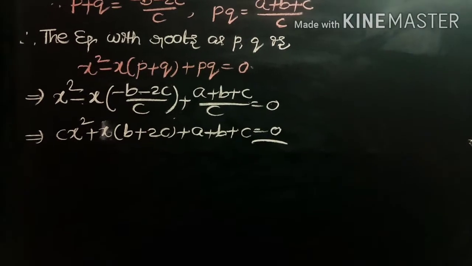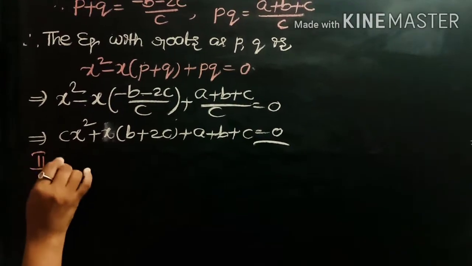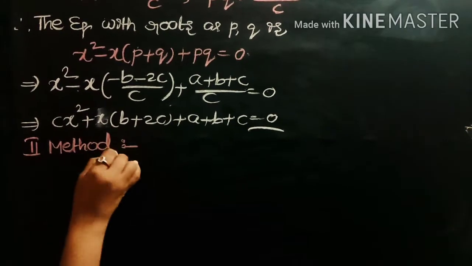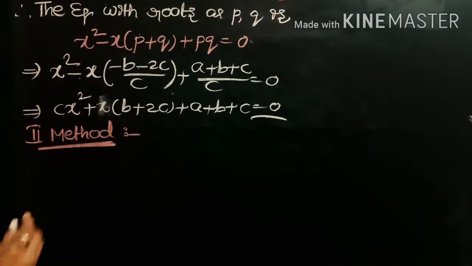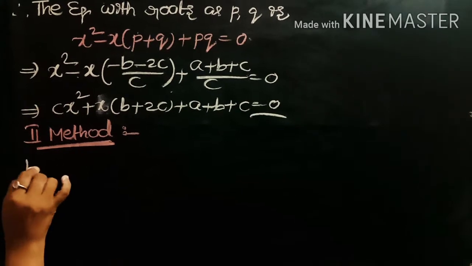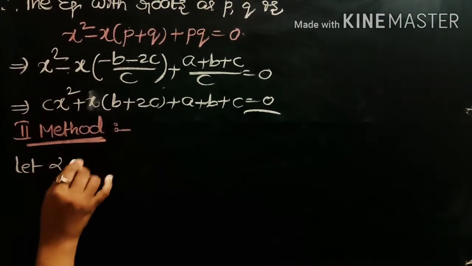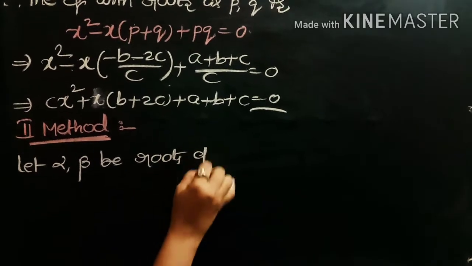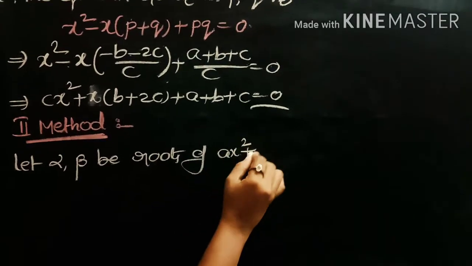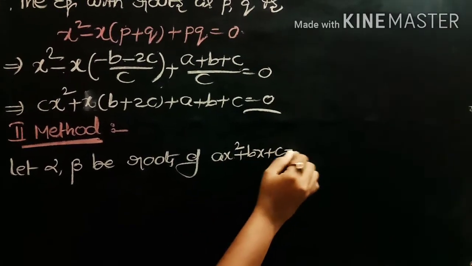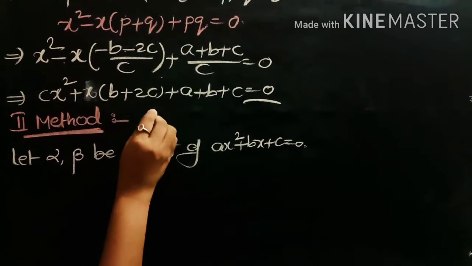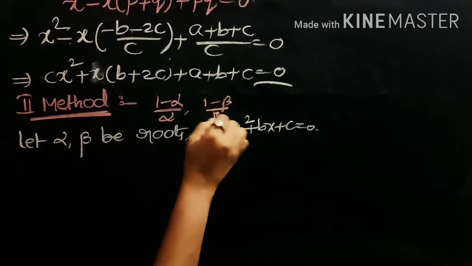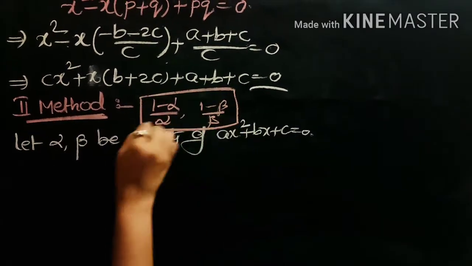Now to the same question we have the second procedure, second method. Now we will solve the same problem in the second method. So here first I write the given equation. Let alpha, beta be the roots of the equation a x square plus b x plus c equal to 0. Now we want to find the quadratic equation with the roots (1 minus alpha) by alpha and (1 minus beta) by beta. Now we have to find the quadratic equation with these two roots.